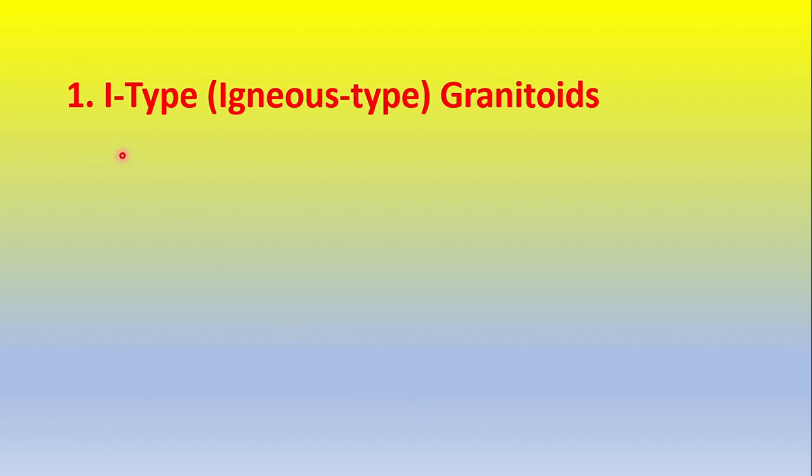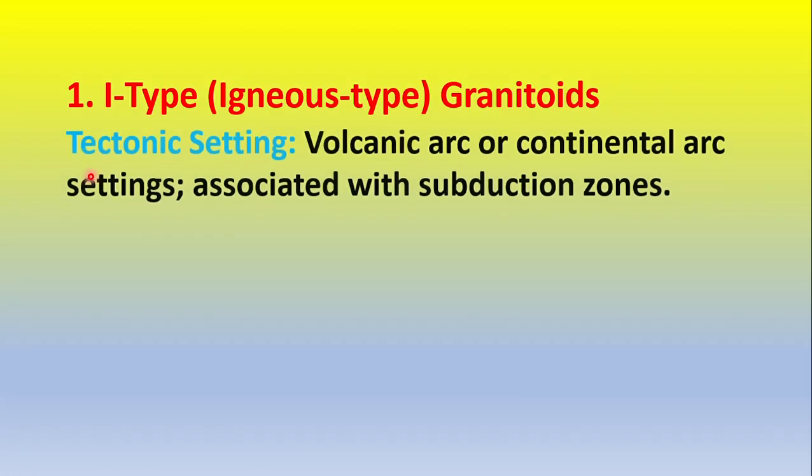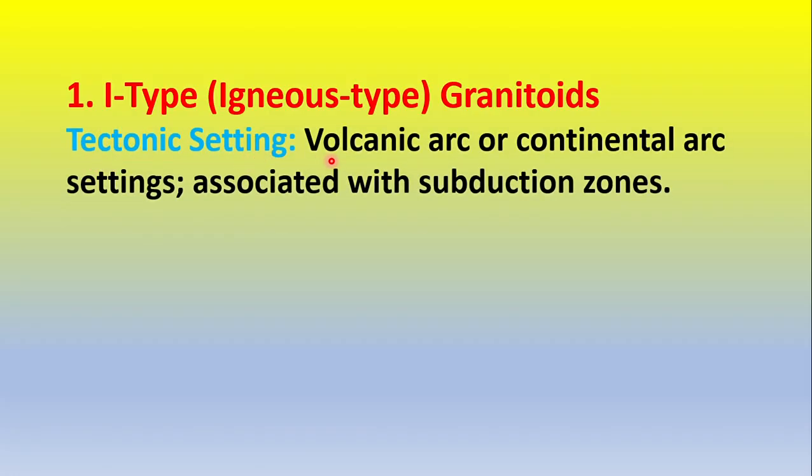So let's break down I type. I type means the parent rock is igneous. I represents igneous. The tectonic setting of I type granitoid is the volcanic arc and continental arc. We already know volcanic arc and continental arc form at convergent plate boundary settings, and are associated with the subduction zone. So remember, the subduction zone is also associated with the convergent plate boundary. So I type granite is associated with the volcanic arc, continental arc, or subduction zone.